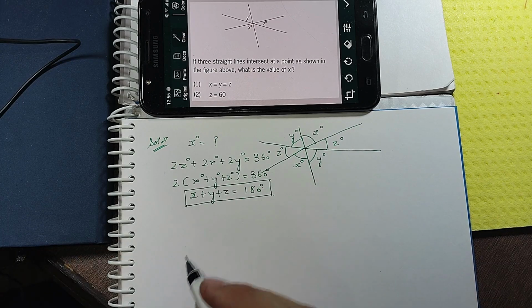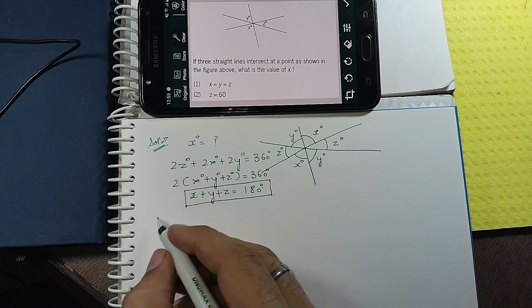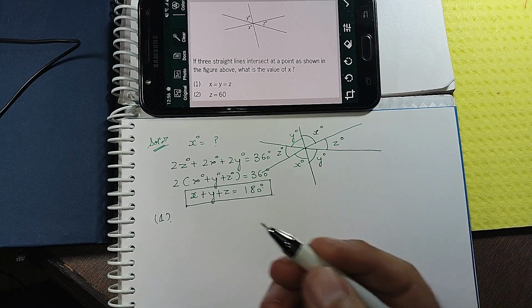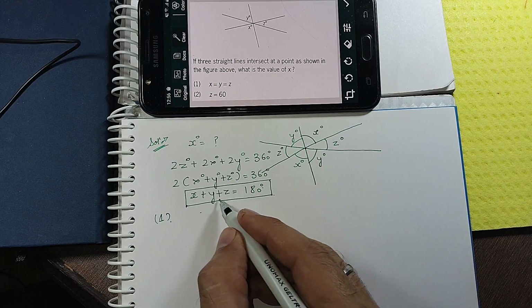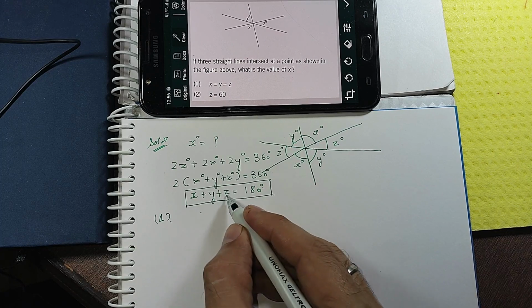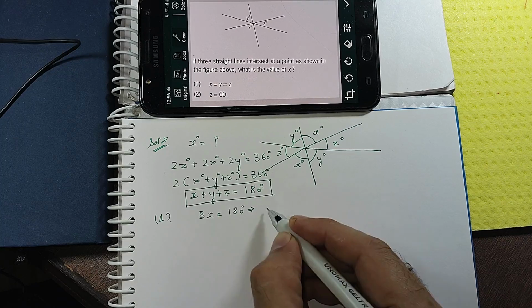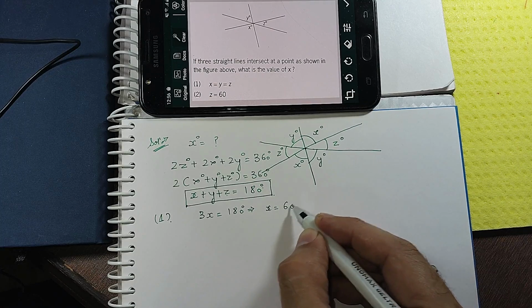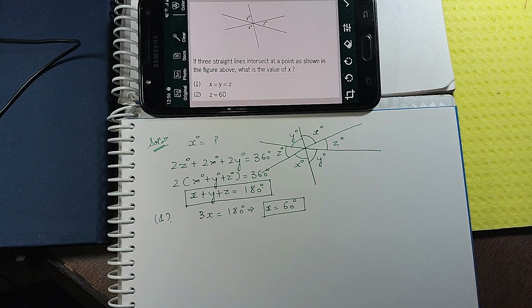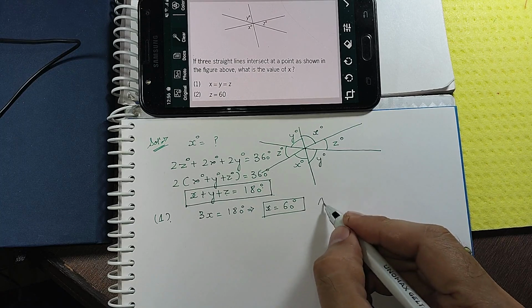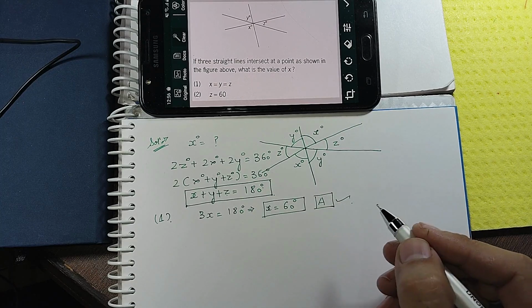Right? Now moving to statement 1. Statement 1 says that x is equal to y is equal to z. So when x is equal to y is equal to z, I can put in place of y and z the value x. So this means thrice x is equal to 180 degrees. So this implies x will be equal to 60 degrees. So we are able to find the value of x from this, right? So statement 1 is sufficient to answer this question.